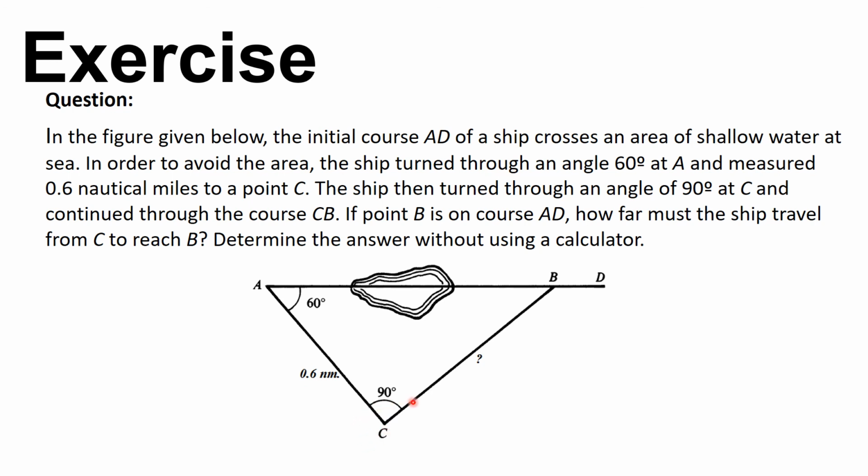The ship then turned through an angle of 90 degrees, or perpendicular, at C and continued through the course CB. If point B is on course AD, so if point B is right back on its original projected course, how far must the ship travel from C to reach B? So how far is the distance from point C to point B? Try to answer this question without using a calculator.